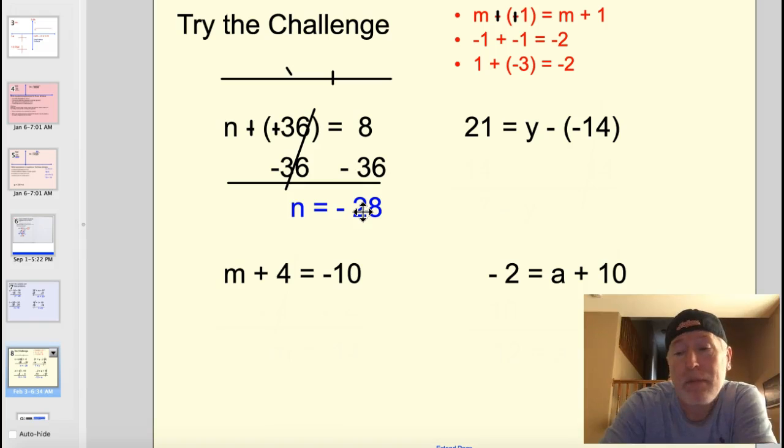I know you're mad at me for giving you negative numbers, but I can't not give it to you. This is what 7th grade math is. All right, try this guy.